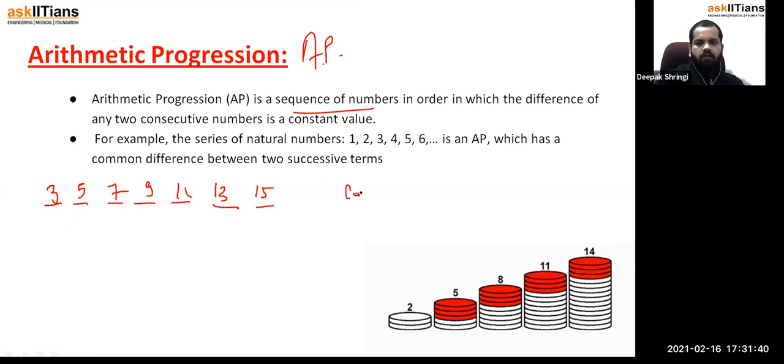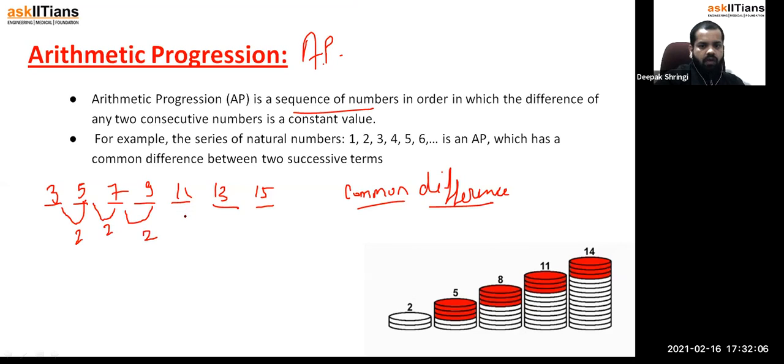I'm writing common difference. And what is common difference? Common difference is your next term minus previous term. Okay. So why is it an arithmetic progression? Because the common difference is the same. 5 minus 3, 2. 7 minus 5, 2. 9 minus 7, 2. 11 minus 9, 2. 13 minus 11, 2. 15 minus 13, 2. It is your common difference, right?